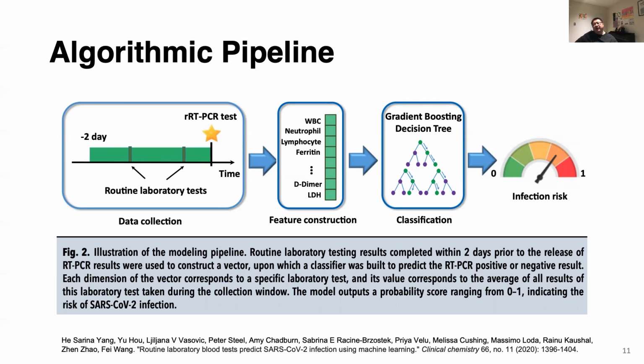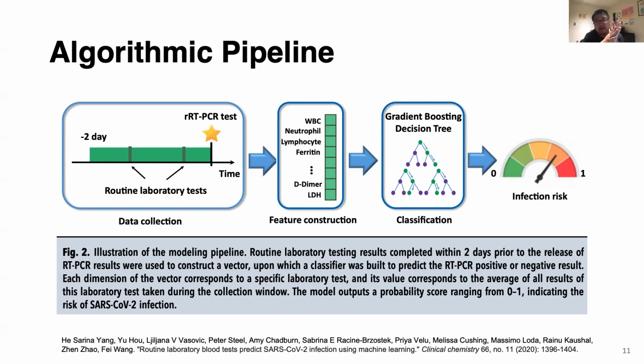And after we do that, we build a vector for every patient, and we know the final result of the RT-PCR test in the training phase. So we can build a machine learning model. In our case, we find a gradient boosting decision tree can achieve the best result to build a predictor that can, based on your routine blood test results 2 days prior to the RT-PCR test, tell you the likelihood of you actually having a SARS-CoV-2 infection or not.